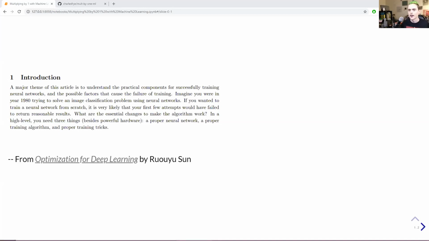And this is something that the Optimization for Deep Learning review paper by Ruoyu Sun at U of I mentions, and I think makes a good point about: if it was 1980 and you sat down to try and solve an image classification problem with neural networks, you probably would fail, because you don't have all these nice things in your toolkit that we have. And so I think it's easy for us to forget that there's a lot of complexity underneath something like .fit.